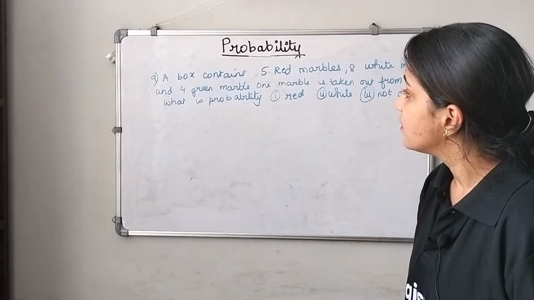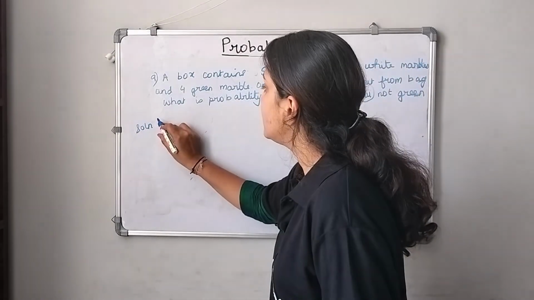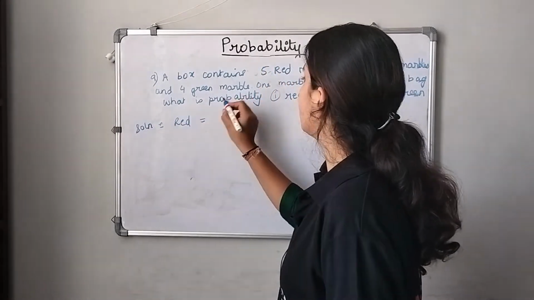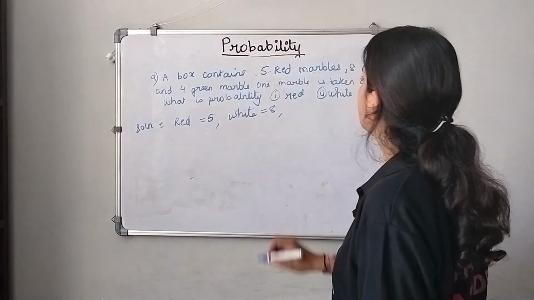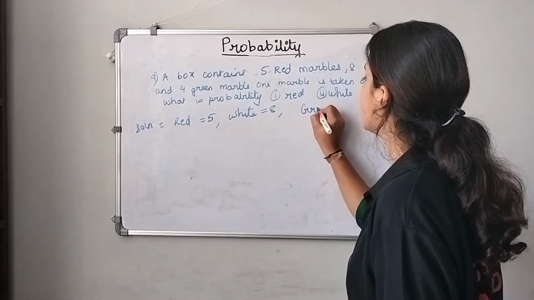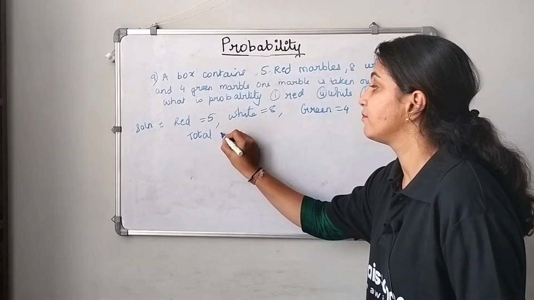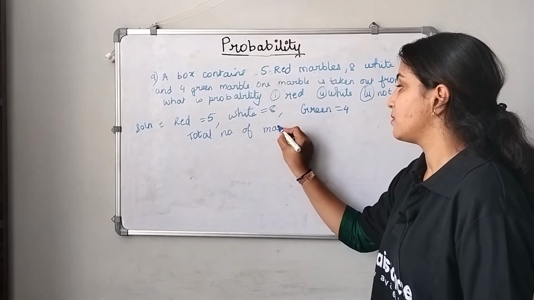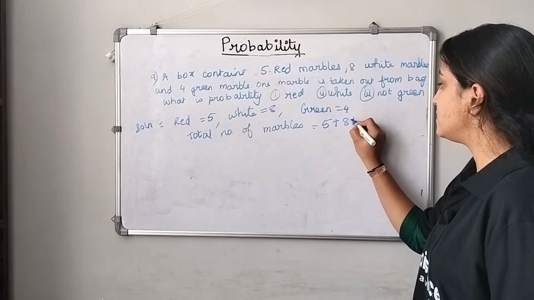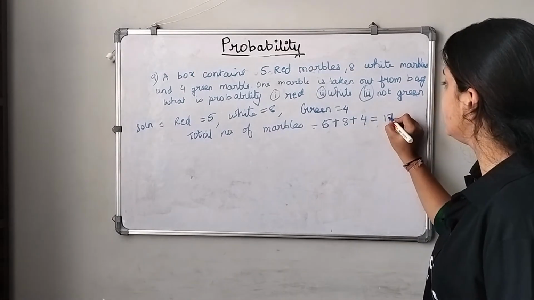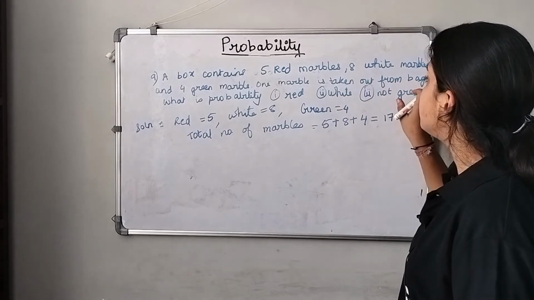Okay. Now, first the solution. How many red marbles are there? 5. 8 white marbles. White are 8. Then green are 4. Then the total number of marbles will be what? 5 plus 8 plus 4, which is what? 17, right? Yes. Then one marble is taken out from the bag.